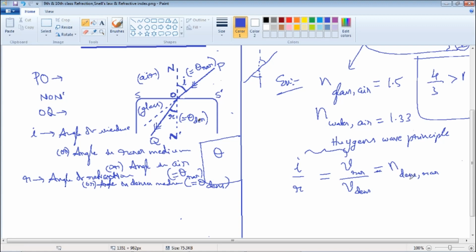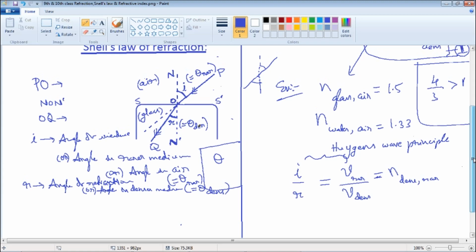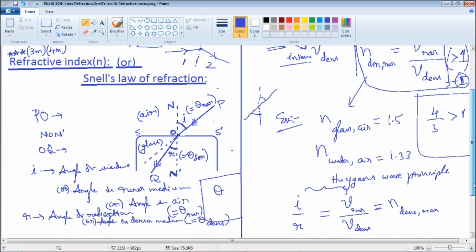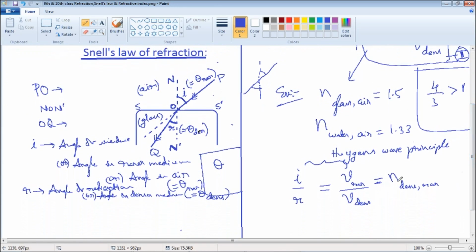Refractive index of denser medium with respect to rarer medium is already known from the definition. Earlier we have seen, by definition, the refractive index of denser with respect to rarer is the velocity of light in the rarer medium to the velocity of light in the denser medium. That is the basic definition of refractive index. Now we are getting a new equation for refractive index.